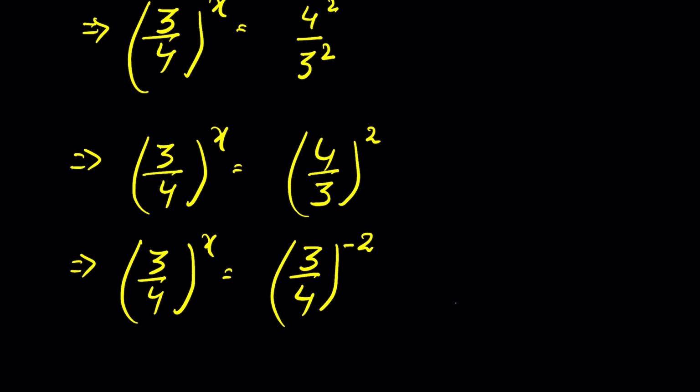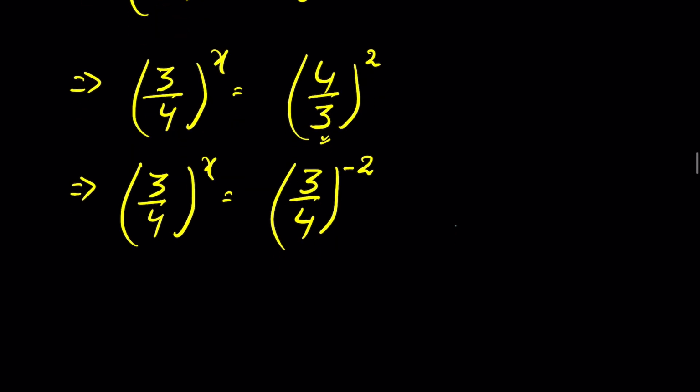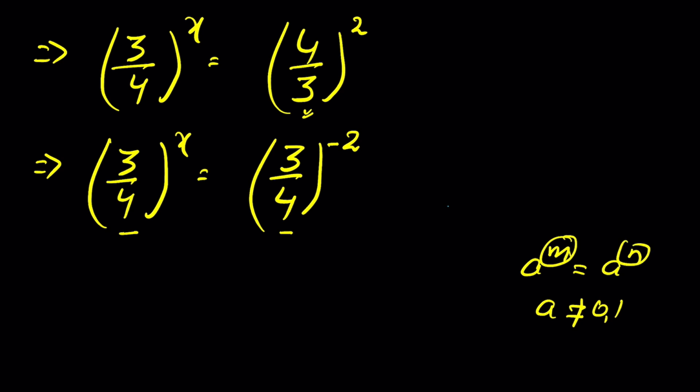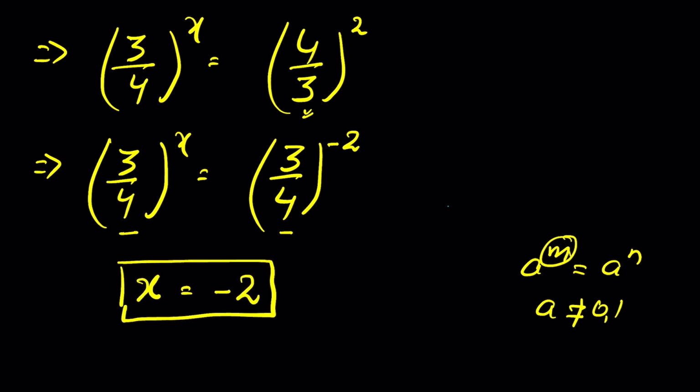Negative exponent means multiplicative inverse of the base. Now bases are same. If a to the power m is equal to a to the power n, and a is not equal to 0 or 1, here a is 3 upon 4, then m is equal to n. In that case, x is equal to minus 2. So this is one solution.